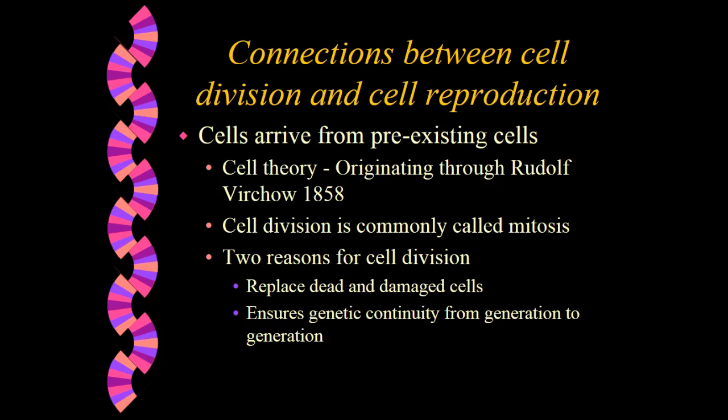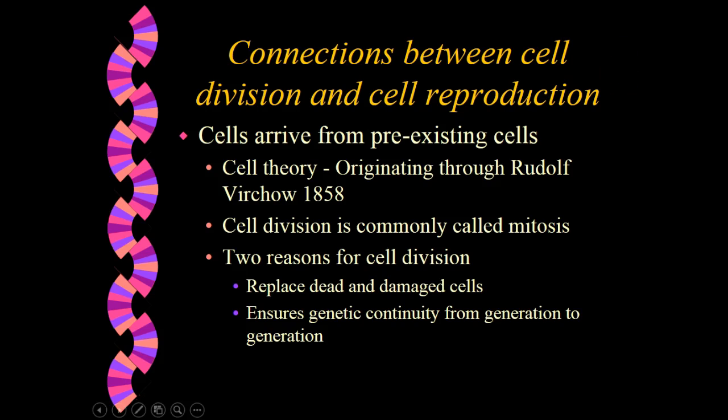Remember when we talked about the cell theory in Chapter 7, there were 3 components. The first component is all living things are composed of cells. The second component is cells are the basic unit of structure and function in living things. And the third component is cells are produced from pre-existing cells. And so I bring that up because now we're going to dive into what that third component really means.